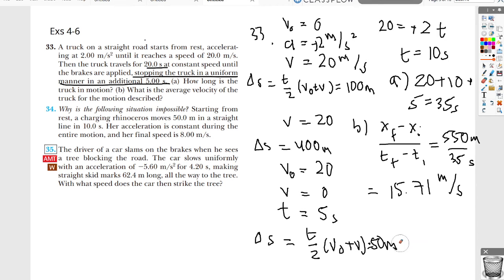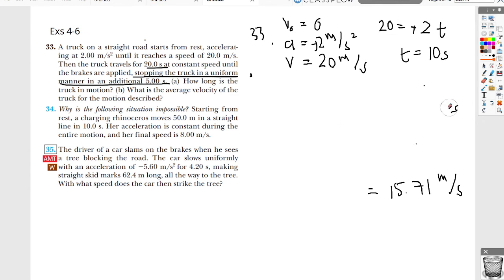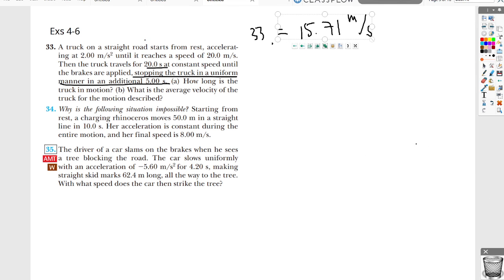Pretty comprehensive review of all of those formulas. But let me just erase the work real quick, and I will go on to the next question. The next question, why is the following situation impossible? The following situation is: starting from rest, a charging rhinoceros moves 50 meters in a straight line in 10 seconds, and her acceleration is constant during the entire motion, and her final speed is 8 meters per second. So let's see why it's impossible.